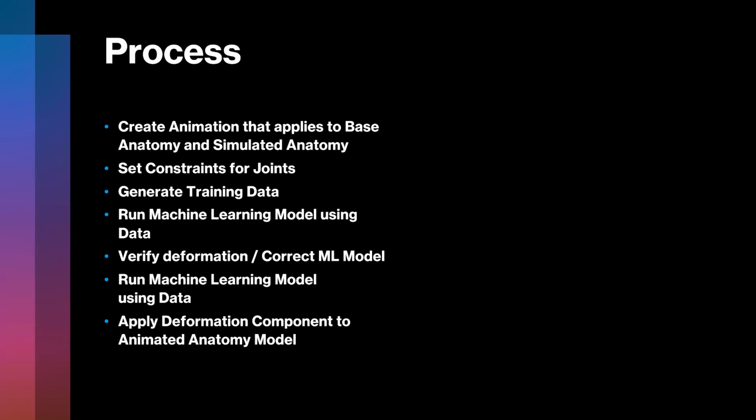And then you run your machine learning model using this data that was generated for your 3D model of the anatomy. Okay, and then you verify that the deformation in the machine learning model you create is correct, and you use that data. You can run it again if you need to modify something, and then you can use that data to apply it to your final anatomy.